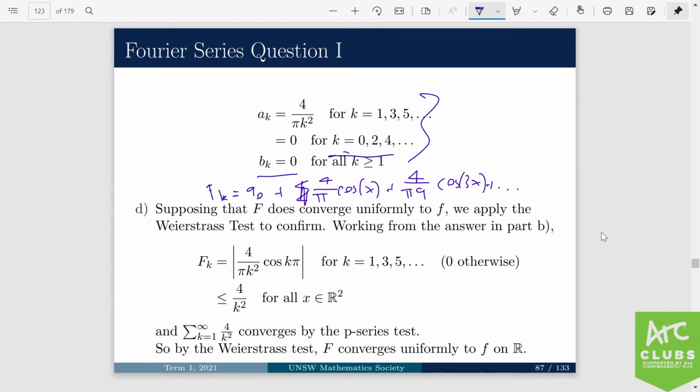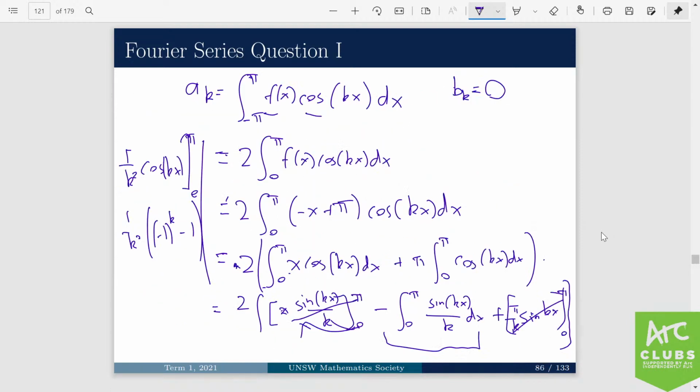And actually, note that if we take the absolute value, this will always be greater than 0. So even though f_k, our sequence, is only this for our odd case, we can actually say it's less than or equal to 4 over pi k squared cosine k pi. Well, I was meant to fix this. This is an x. Why am I getting so confused?